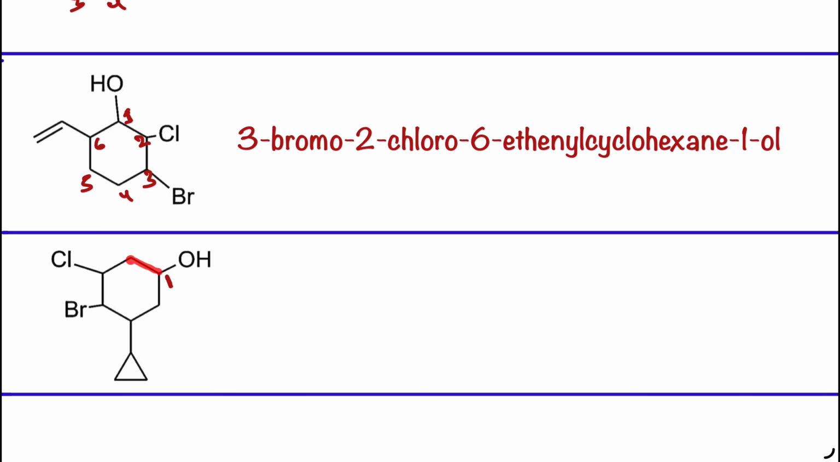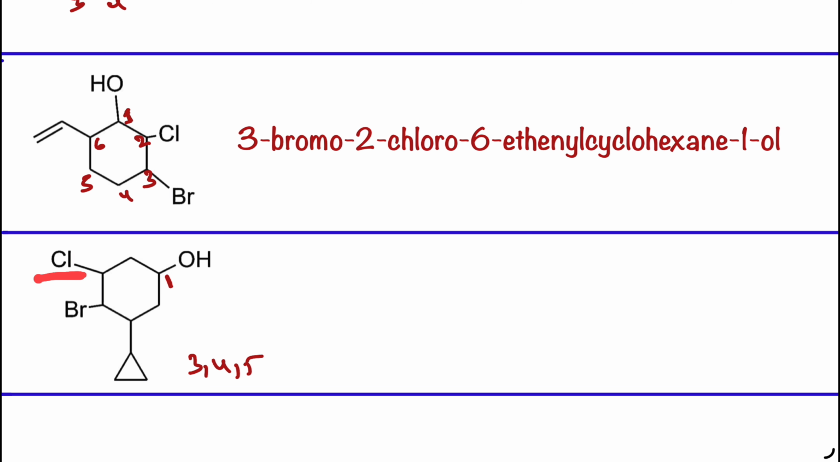If you move in the anti-clockwise direction, you will get 3, 4, 5. Even if you move in the clockwise direction, 3, 4, 5. So in both directions the prefixes receive the same numbers. That means the lowest locant rule is unable to decide. In that situation, we have to consider alphabetical order.